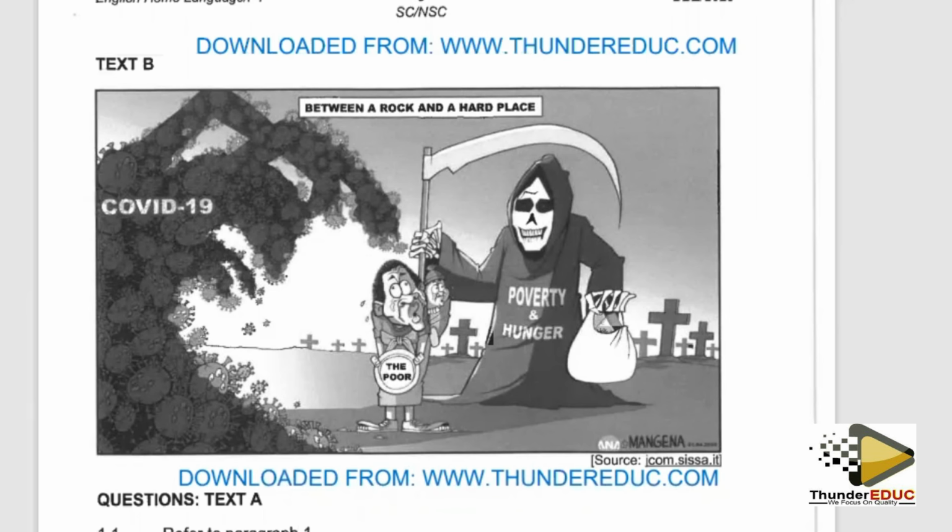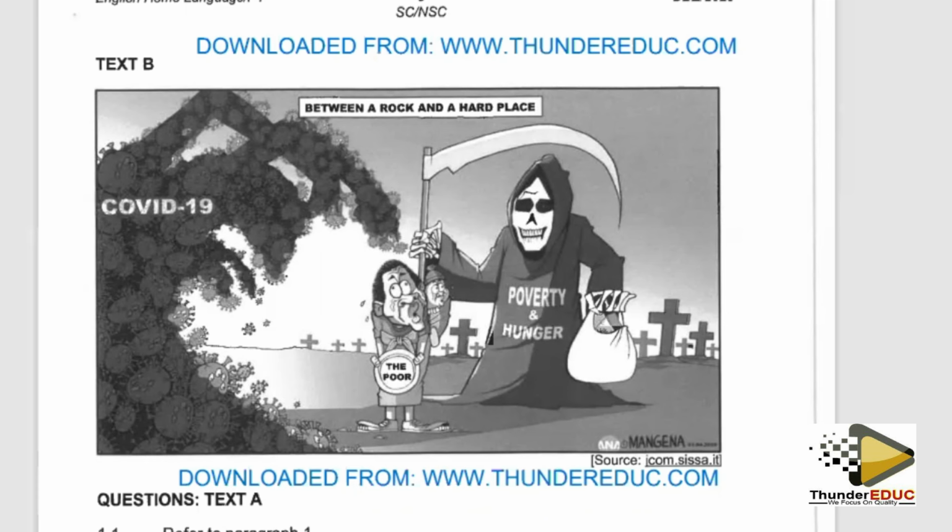Now, our visual was on COVID-19, which is shown by the virus in the form of a giant, and we have the poor, which is represented by a woman with a child on her back, and then poverty and hunger have been displayed as a skeleton at the back holding a bag, and therefore we are now saying the woman is finding herself between a rock and a hard place.